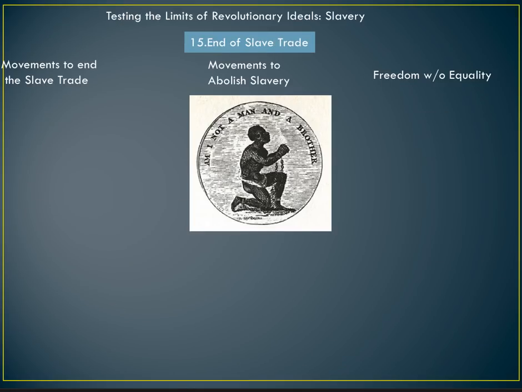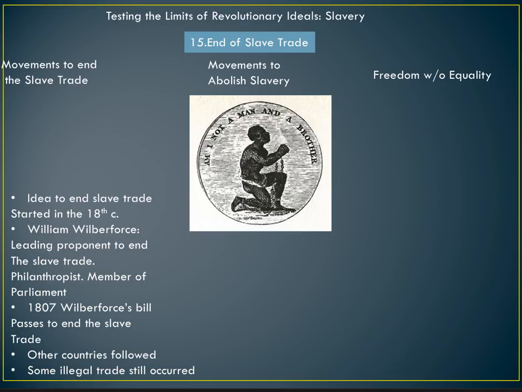So with these ideologies, we begin to see things being questioned, like testing the limits of revolutionary ideals like slavery. Because we're saying here everybody is equal, the people should rule over themselves, the question became, what about slavery and the slave trade? So we see the idea to end the slave trade start in the 18th century. So the early 1700s, people are like, well, you know what? Maybe the slave trade needs to end. William Wilberforce was a leading proponent of this. He was really big on trying to end the slave trade. He was a philanthropist and a member of parliament. And in 1807, he passes a bill in England to end the slave trade. And other countries will follow successively.